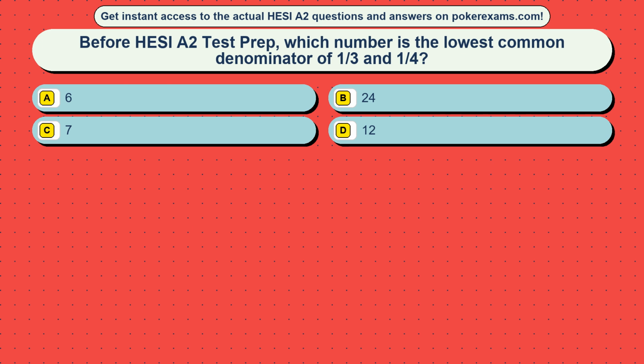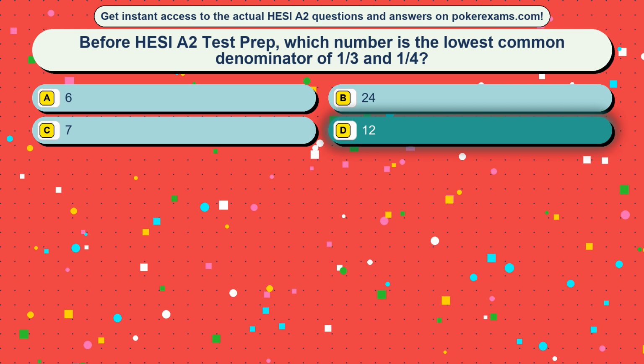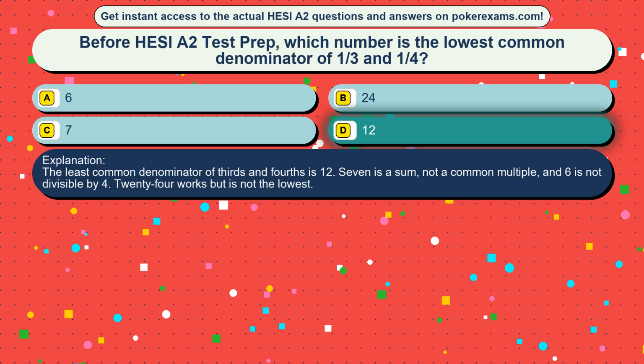Option A, 6. Option B, 24. Option C, 7. Option D, 12. The correct answer is option D, 12. The least common denominator of thirds and fourths is 12. 7 is a sum, not a common multiple, and 6 is not divisible by 4. 24 works but is not the lowest.